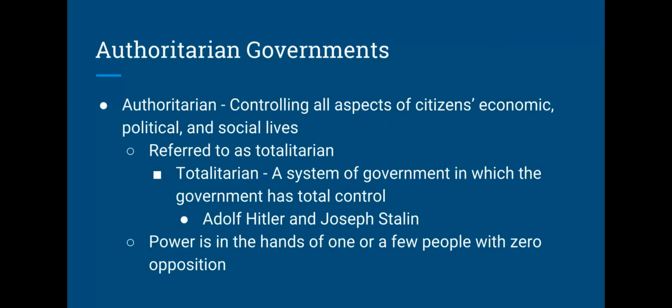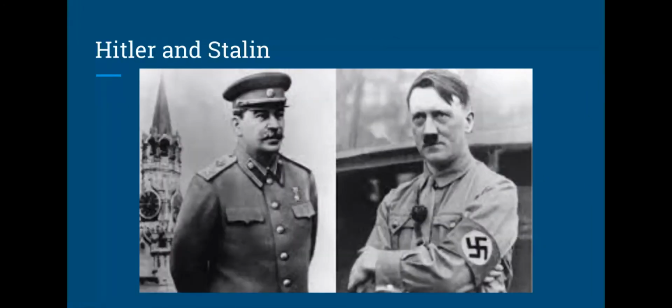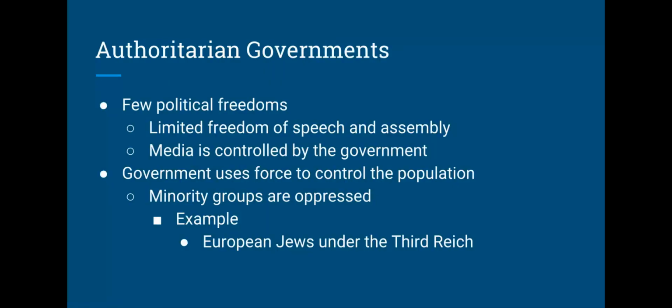Next up is an authoritarian government, or a government that controls all aspects of everybody's life. It's often referred to as a totalitarian government, or a system in which the government has total control. You can look at Hitler and Joseph Stalin as a couple of examples in the 1940s during World War II.